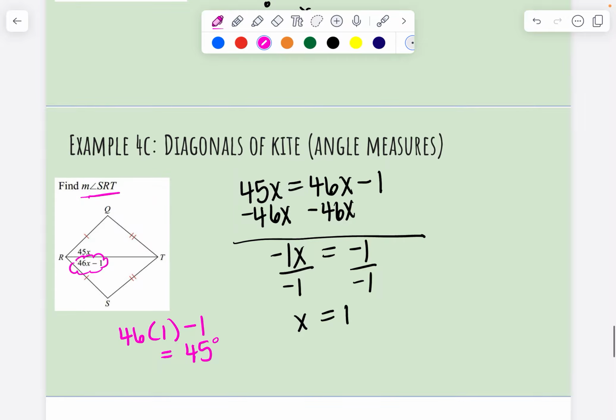All right, so a lot of stuff with kites. Make sure you have all the properties written down and you understand all of them.